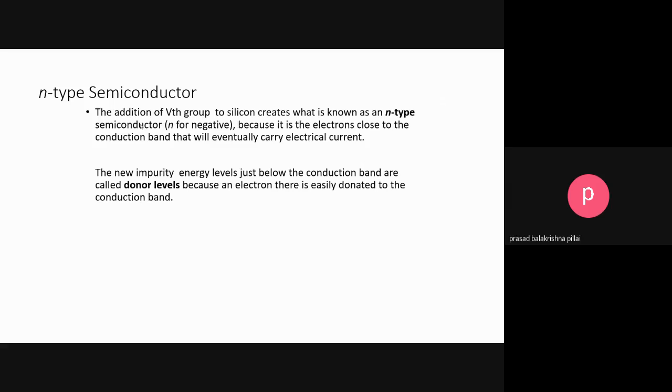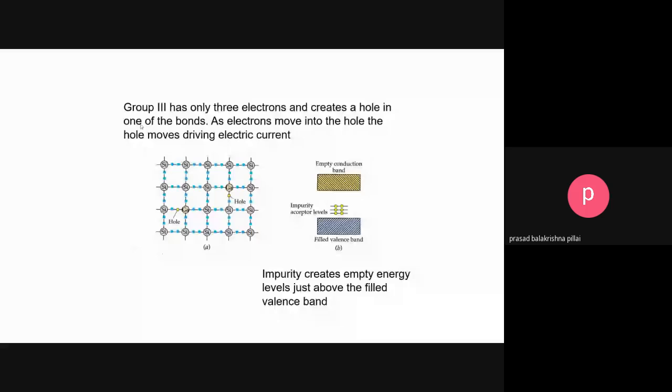As I said, these impurity levels below the conduction band are known as donor levels, because they easily donate electrons to the conduction band, and these will be carrying the electric current. They will be the carriers for the electric current. In the p-type, you will be adding a third group element. Then you have acceptor levels. They accept electrons and give out holes, so they are known as acceptors.